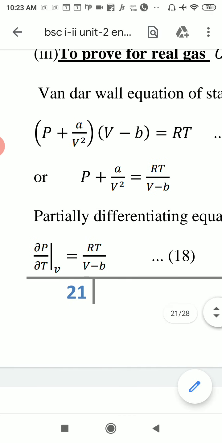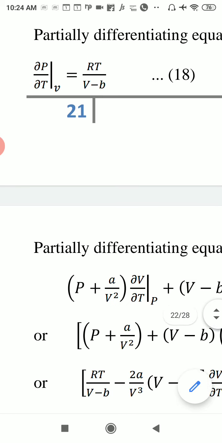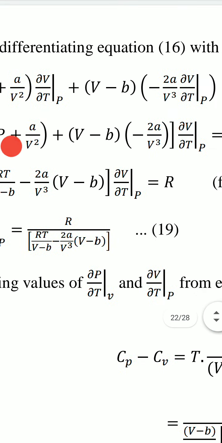Second function is V minus B, and differentiation of first will give differentiation of P is 0 because P is constant, and differentiation of A upon V square, 1 upon V square, differentiation of 1 upon V square is minus 2 upon V cube. Differentiation of V to the power minus 2 is minus 2 V to the power minus 3. It is minus 2 upon V cube. So we have minus 2A upon V cube into delta V upon delta T at constant P.